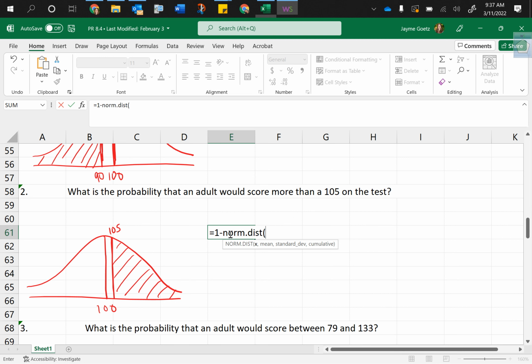What's my x value going to be for this one? 105. What's my mean? 100. What's my standard deviation? Still 15. And what do I put, true or false? True. And again, I like 4 decimals. So about 37% would score more than 105 on the test.